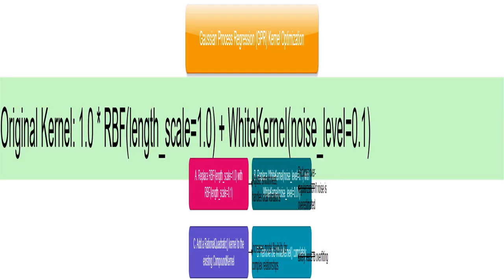My starting point is a kernel that combines two parts: RBF, radial basis function, and white kernel. RBF handles smooth patterns in the data, while white kernel adds noise. The equation 1.0 * RBF(length_scale=1.0) + WhiteKernel(noise_level=0.1) means the RBF part is multiplied by 1 and the white kernel has a noise level of 0.1. I'm trying to adjust these to improve model accuracy.